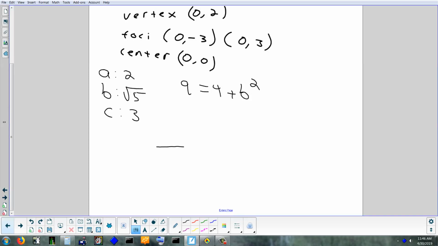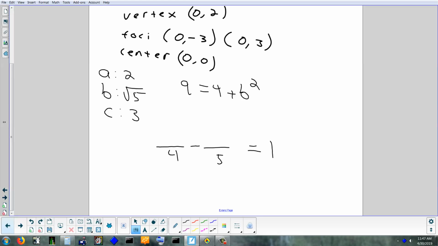All right, now we can set up our equation. Equal to what number? 1. Plus sign or minus sign between them? Minus. First denominator is going to be A squared. Second denominator? B squared.